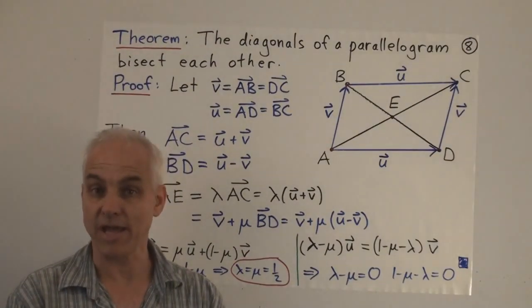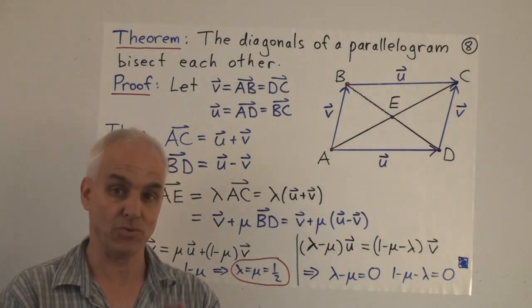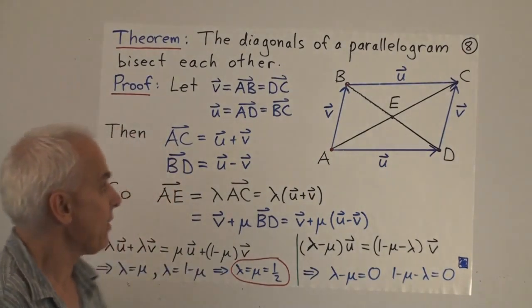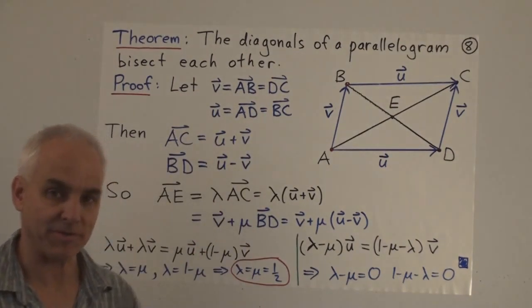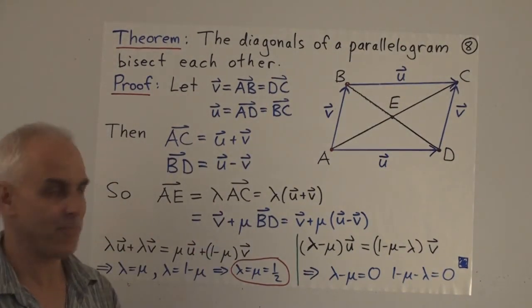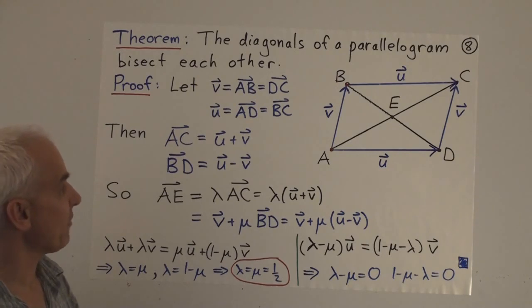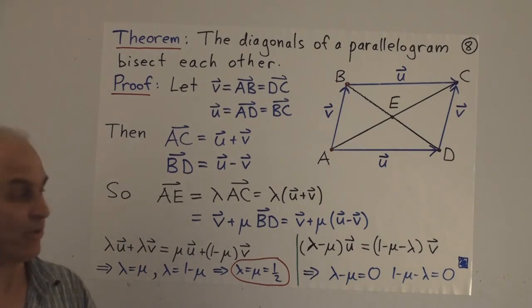All right, now we're going to have a look at a few applications of vectors to theorems in geometry. And we'll start off with a theorem that we've already talked about previously. Now we're going to give a proof. It's the theorem that the diagonals of a parallelogram bisect each other.